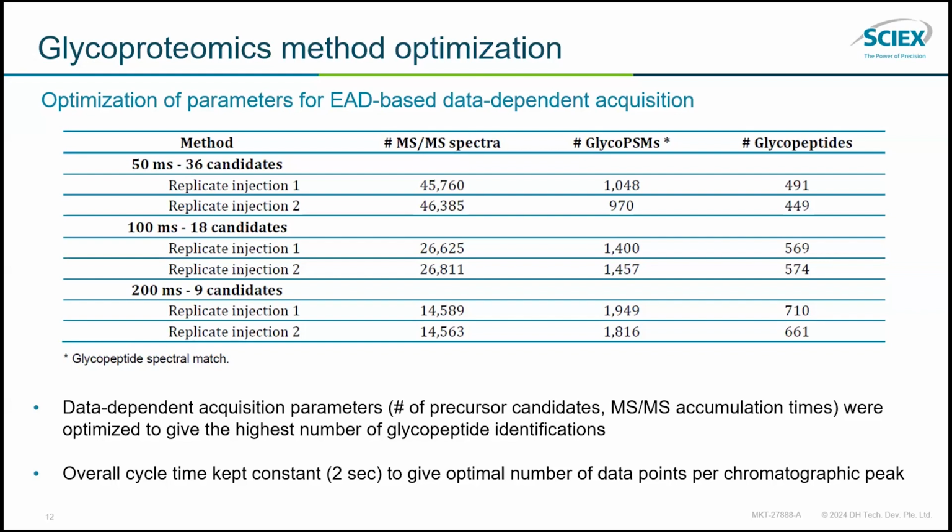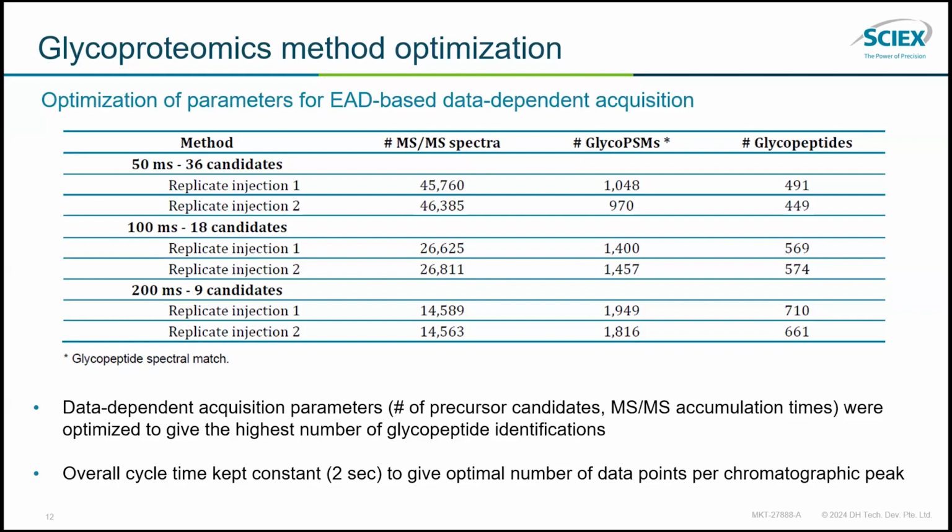So we played a little bit with that, keeping the cycle time constant, but varying the accumulation time for the EAD experiment. And then, of course, we had to lower the number of candidates if you want to keep the cycle time constant. Interesting for us to see was that you obviously reduce the number of MS/MS spectra, but the fraction of those that could be identified as coming from glycopeptides was a lot higher, right? Therefore, we identified more glycopeptides. So we moved further with this particular setting.